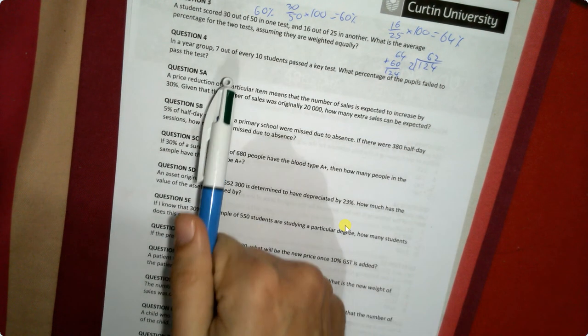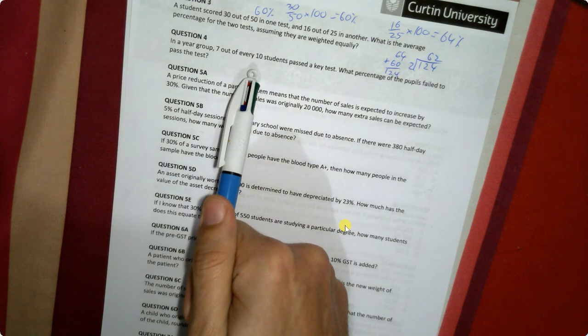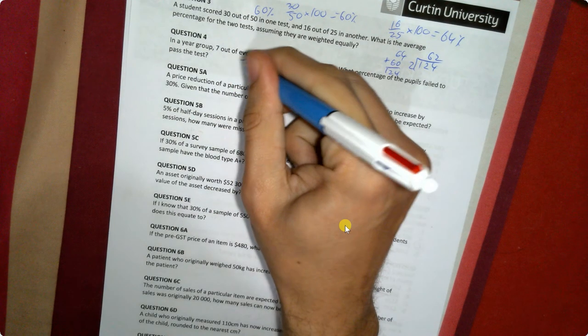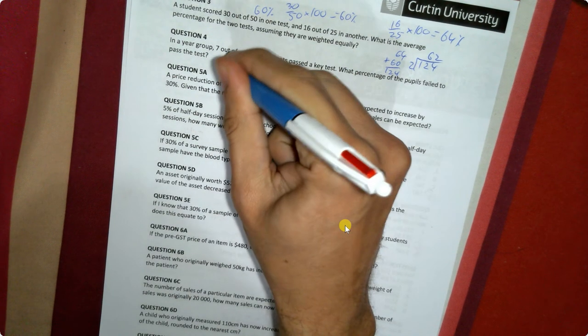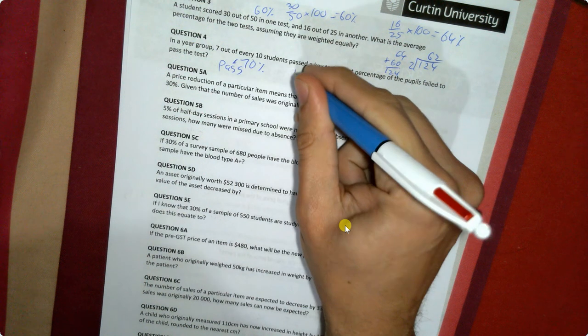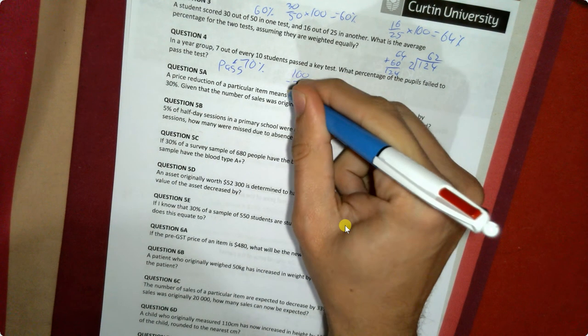Next one, 7 out of every 10 passed the key test. That's 70% passed. And that obviously means that the remainder failed. 100 takes 70. Hopefully you don't even need to calculate that. You'll just know that that's 30% failed.